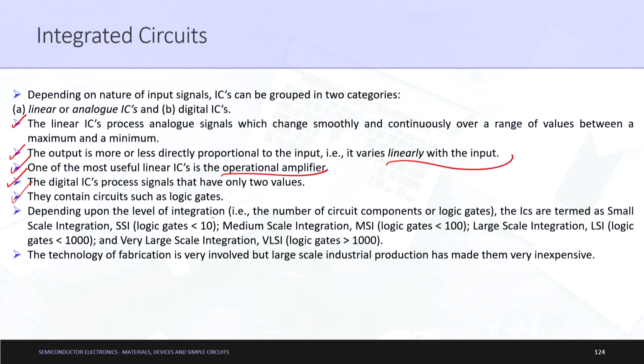Depending upon the level of integration, what does it mean by level of integration here? That is the number of circuit components or logic gates. The ICs are termed as small scale integration, SSI, which is logic gates less than 10, medium scale integration, MSI, logic gates less than 100, large scale integration, LSI, logic gates less than 1000, and very large scale integration, that is VLSI, which is logic gates greater than 1000.